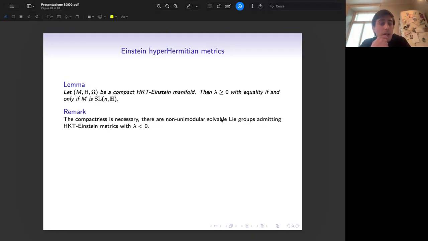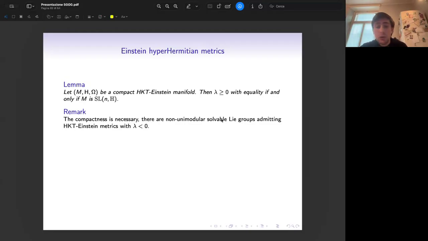And I just want to remark that the compactness is really necessary here, because we managed to find examples of HKT Einstein metrics with a negative scalar curvature, but on solvable groups which are not unimodular. And so in particular, we cannot, let's say, quotient out to obtain something compact, because the non-unimodularity prevents this in some sense.